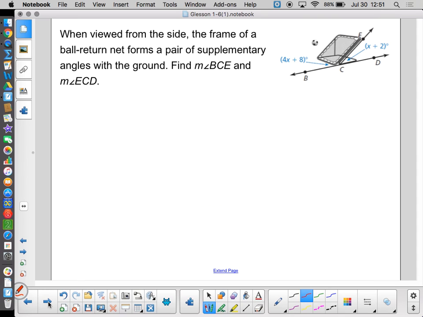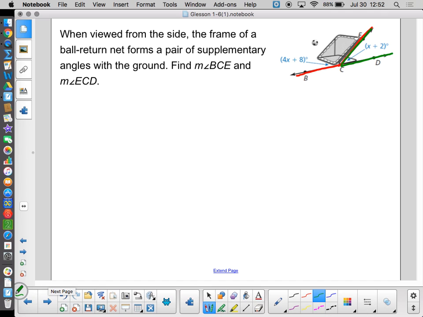We can also use this to set up and solve algebra. Here's a shock. We're using a geometric concept to set up and solve algebra problems. It says the angles basically indicated here are supplementary. And that makes sense because if BCD is a straight line, then the two angles making them up have to add up to 180. The straight line is 180 degrees.